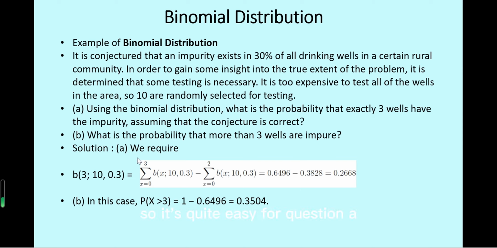It's quite easy. For question A, we just calculate binomial 3, 10, 0.3 and check from the distribution table, which equals the difference of these two parts. And the result is 0.2668. For the second question, the probability of x larger than 3 equals 1 minus this item, which equals 0.35.